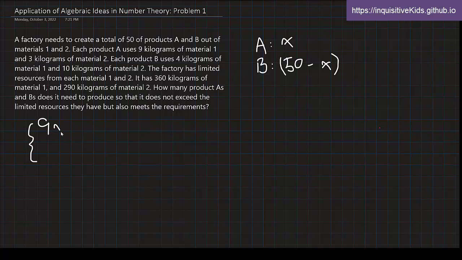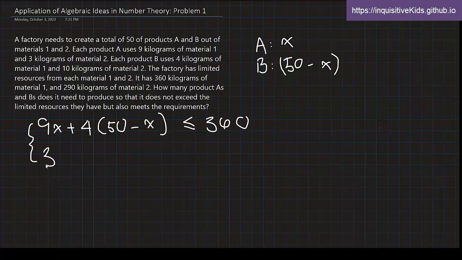So here we have 9x plus 4 times the difference of 50 and x, so 50 minus x, right, because that's the number of B here. It has to be less than or equal to 360. This is the limited resource. And for our next one, 3x plus 10 times 50 minus x. Really, all we're doing right now is just turning the words into their mathematical meanings.